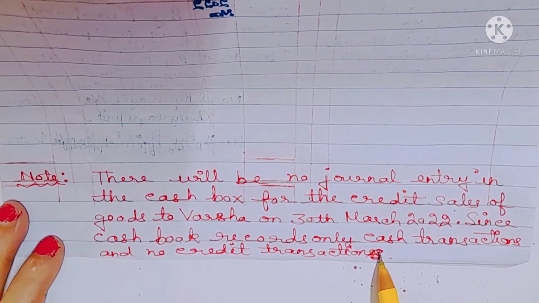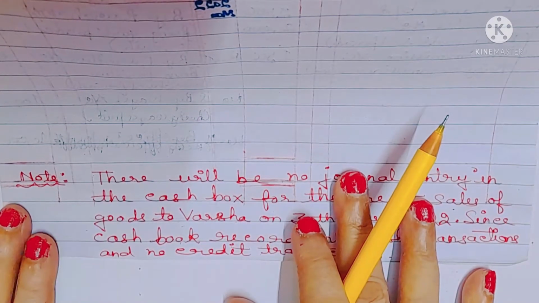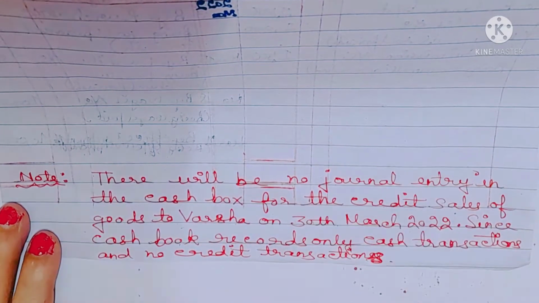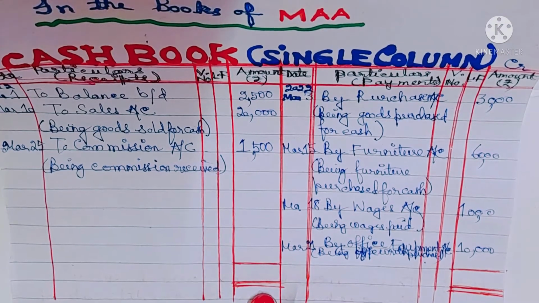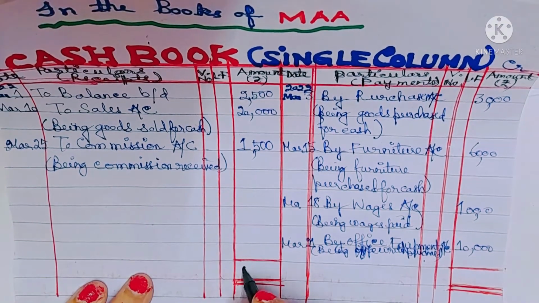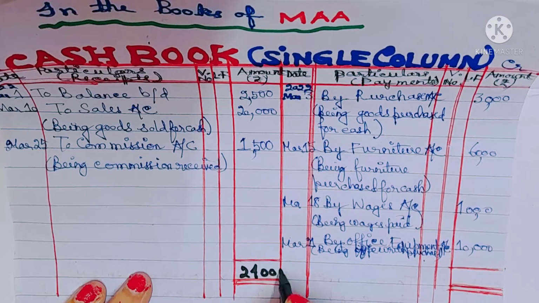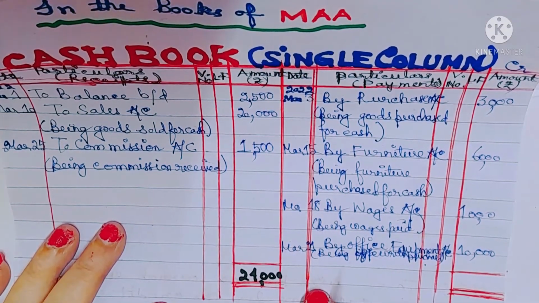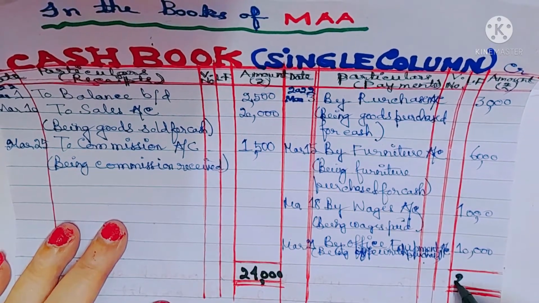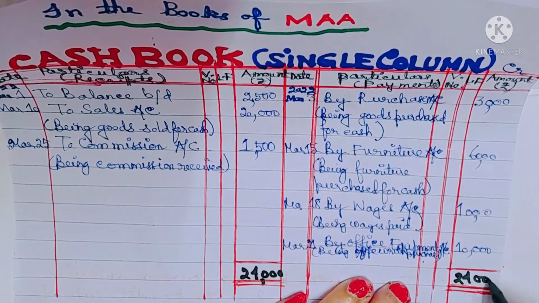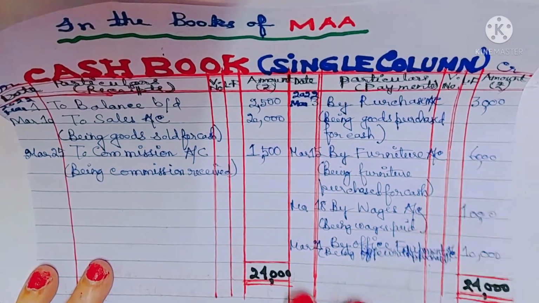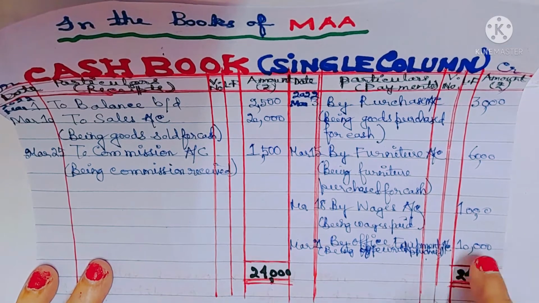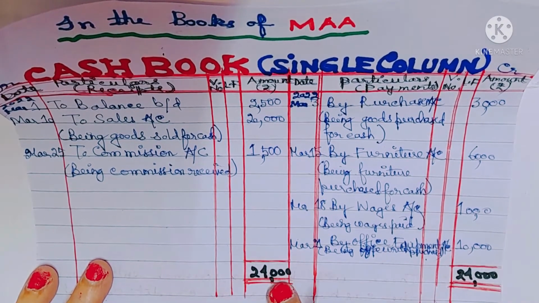Okay. So now let's calculate the total of debit column and the total of credit column. So what is the total of debit column? The total of debit column is 24,000 and the total of credit column is 22,000. So we'll have to write 24,000 on both sides, not 22,000. Why? Because the rule is whichever total is bigger, that total has to be written on both sides. Since 24,000 is greater than 22,000, we'll have to write 24,000 on both sides.